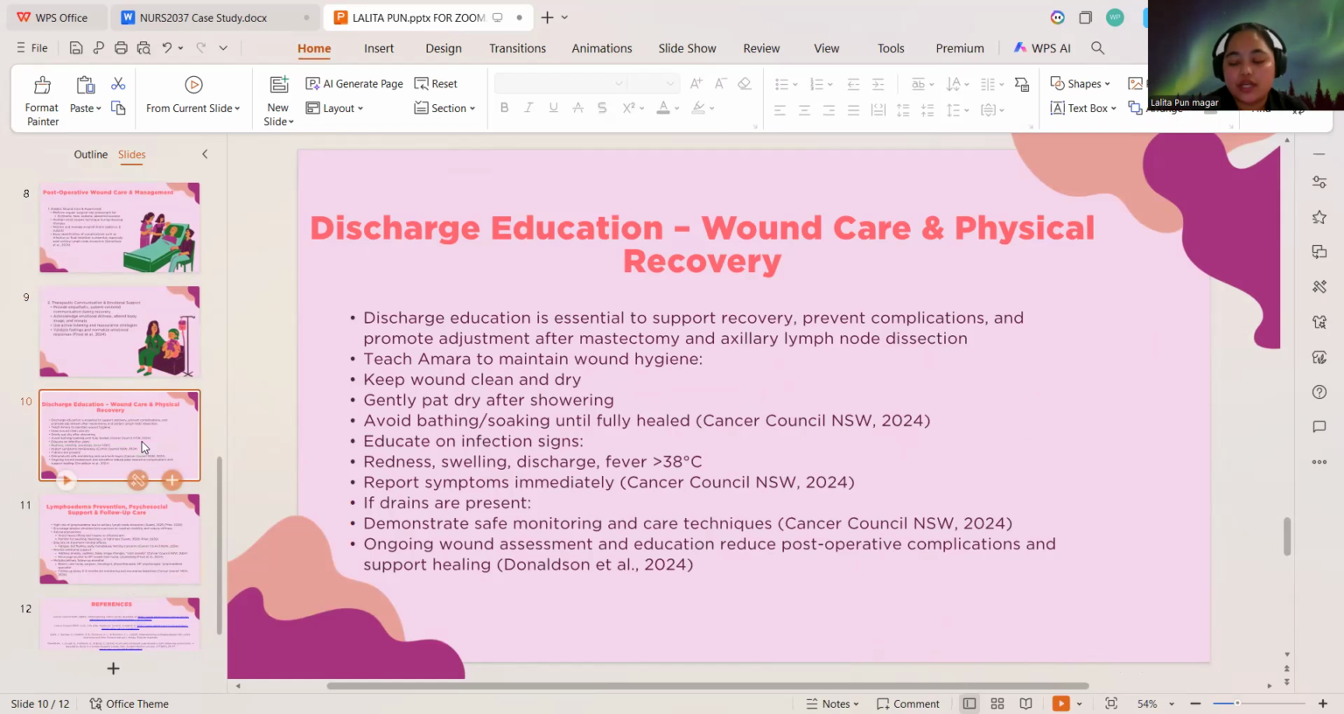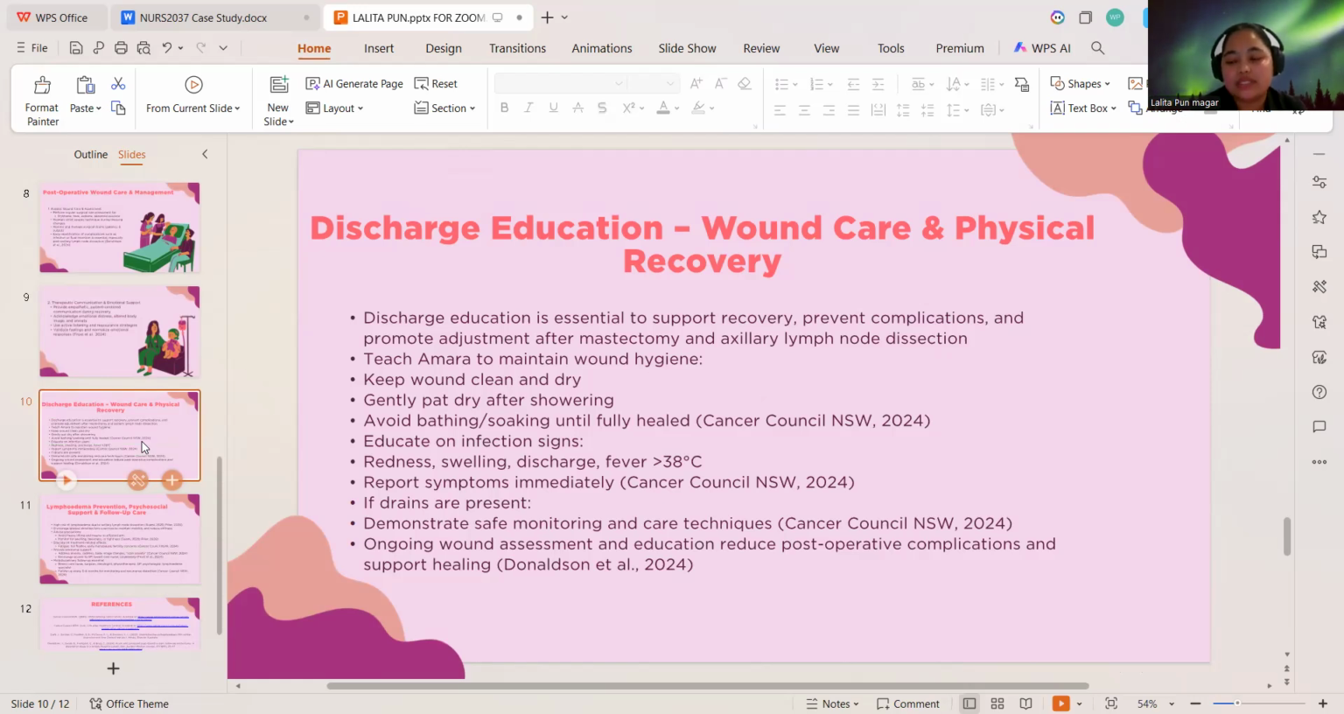For Amara, discharge education following mastectomy and axillary lymph node dissection is essential to support safe recovery. As for the discharge education, we have wound care and physical recovery education. It is to prevent complications and assist her in adjusting to living with breast cancer. Education should focus on wound management, prevention of lymphedema, emotional well-being, pain control, and ongoing follow-up care.